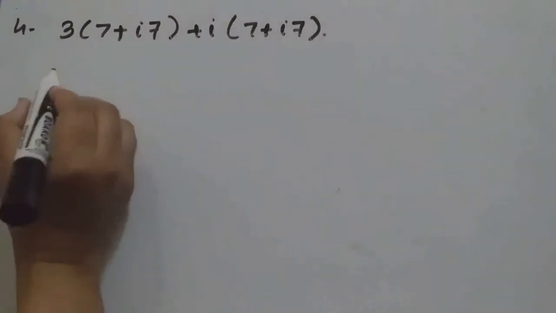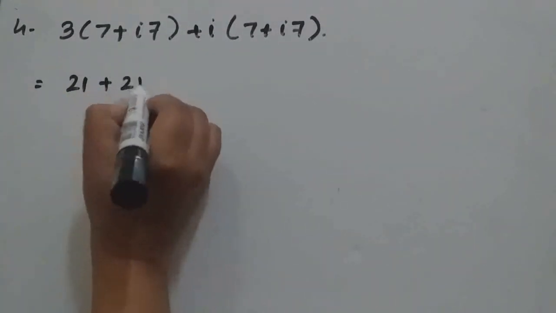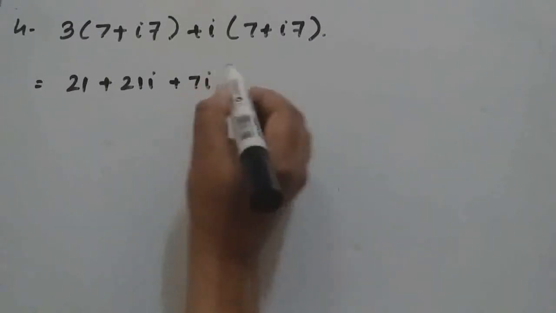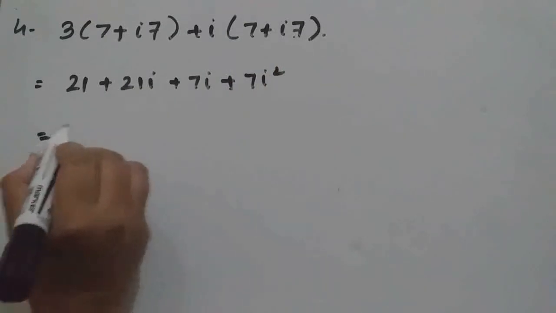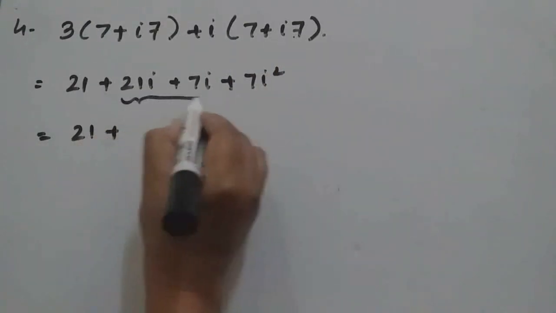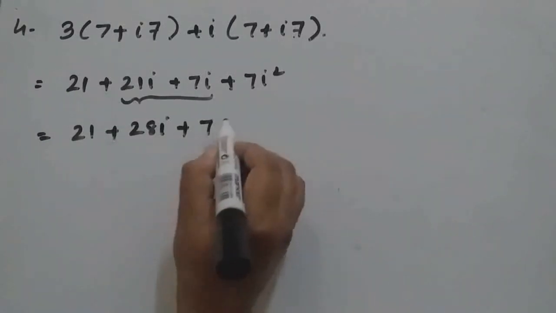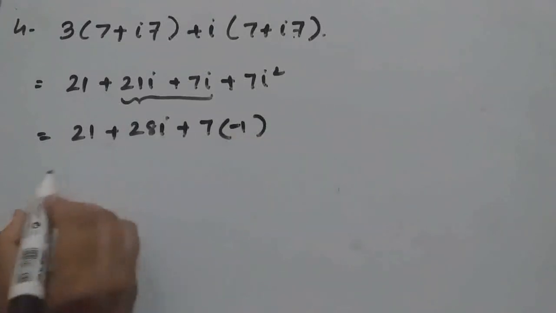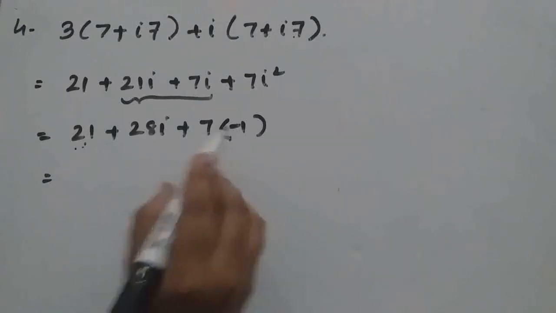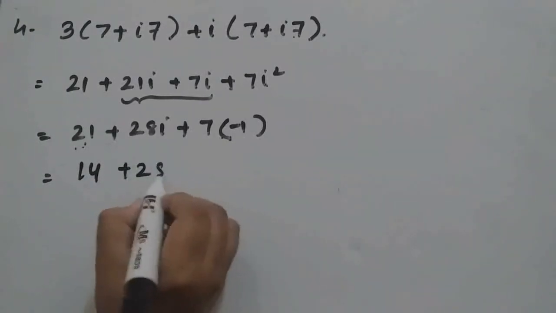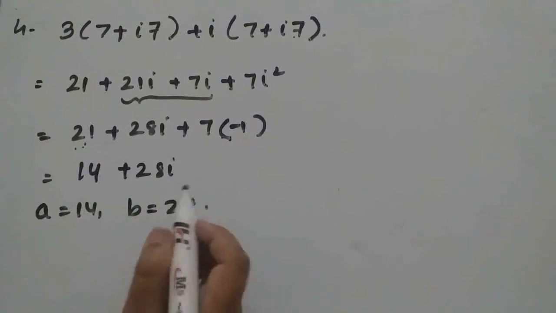Question number 4. So we can open using bracket, 21 plus 21i, 7i, 7i square. i into i, 7i square. These two are i terms, we can add, so 28i. See, i square is minus 1. So 21 minus 7, both are real part. So we can subtract to get 14 plus 28i. So here a is 14, b is 28.